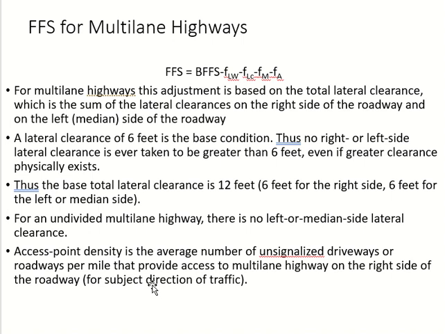Then we have FLW. So BFFS is like a standard speed which you take in your area. Then we have FLW, which is the factor for what? Lane width. Same factor which we have used for the freeway equation. Then we have factor for lateral clearance, FLC. The table is different here.